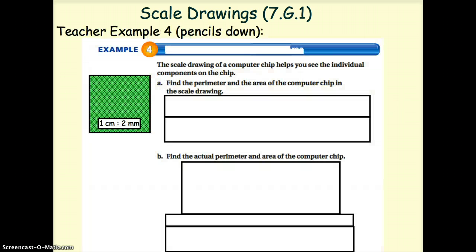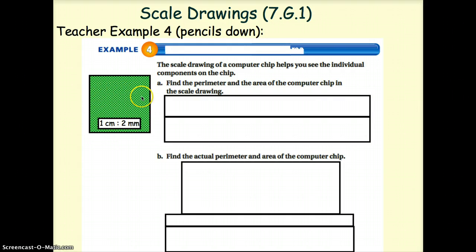Okay, let's go ahead and go on to example 4. This is our final example, and again this one is tricky, so make sure you're really paying attention. The scale drawing of a computer chip helps you see the individual components on the chip. Find the perimeter and area of the computer chip in the scale drawing. Now, notice the scale here, drawing versus actual, 1 centimeter is equivalent to 2 millimeters. So that means the actual computer chip is much smaller. We've enlarged it so we can see it better. Just like in Miss Vanko's science class, you're going to enlarge a lot of the images that you're working with so that you can actually see it.